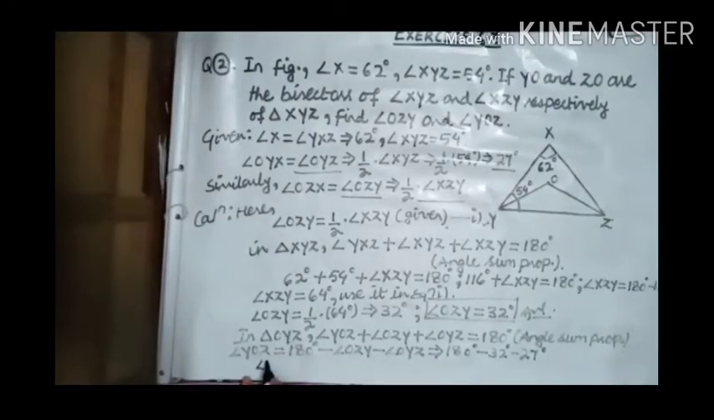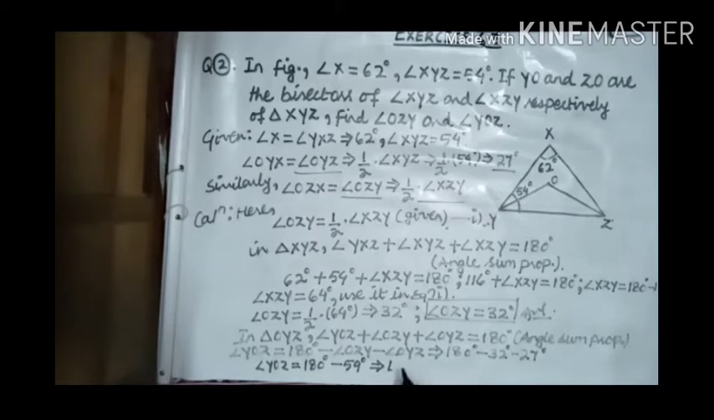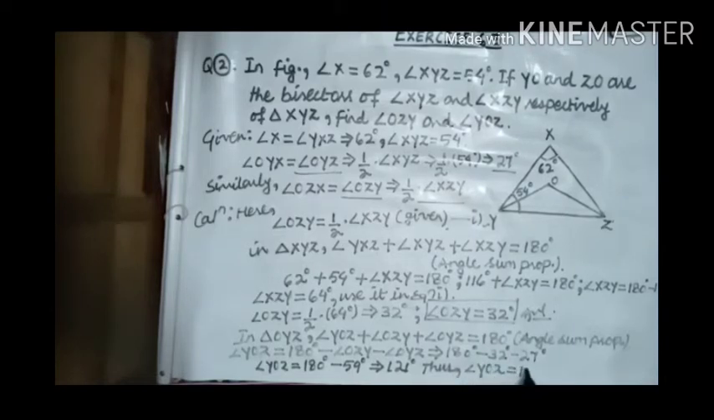Therefore, angle YOZ equals 180 minus 32 minus 27. It means 59 degrees. So this equals 121 degrees. Thus, the required value of angle YOZ equals 121 degrees. That's the required second answer.